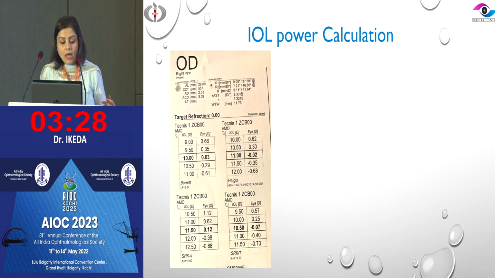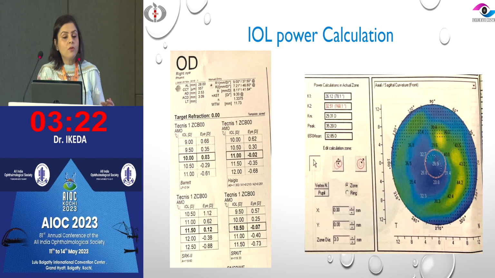And when we look at the optical biometry, we know that these readings are not accurate. When we look at the keratometry here, we are way off from what we are getting on the topography map. So here, using the values from the Pentacam would be better for us and would give us a more accurate result as compared to the optical biometer. So this is what we do. This is the mean keratometry value.